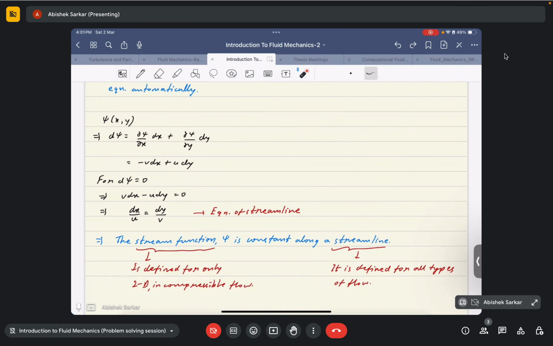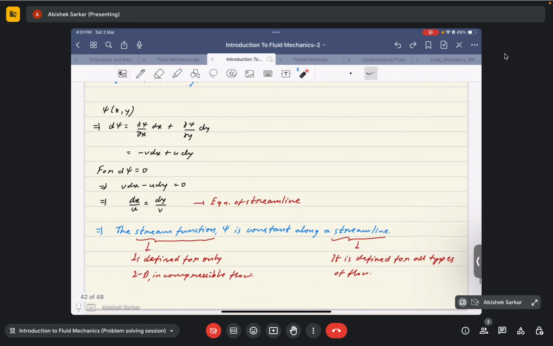Okay, now if d psi is equal to 0, or basically if psi is equal to a constant, then we get v dx minus u dy is equal to 0, or dx by u is equal to dy by v, which is basically the equation of a streamline for two velocity components, or in case of 3D it has dz by w.